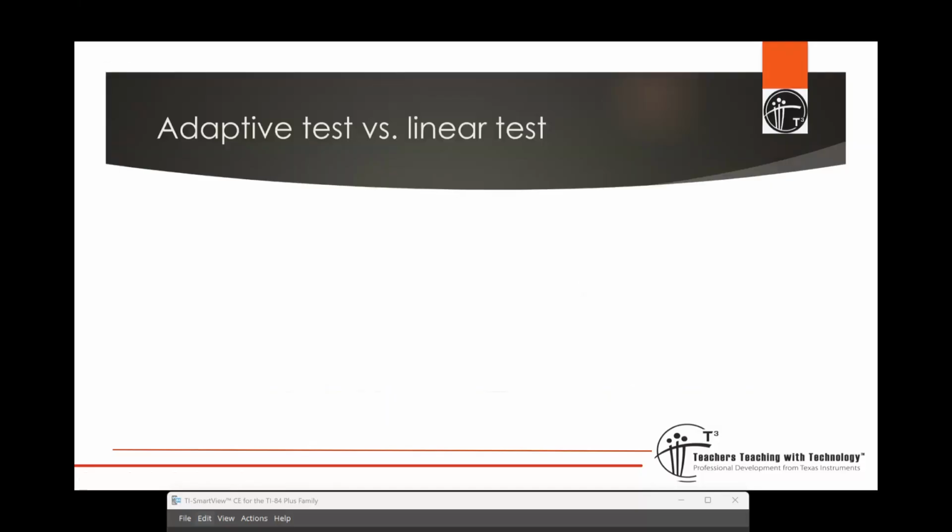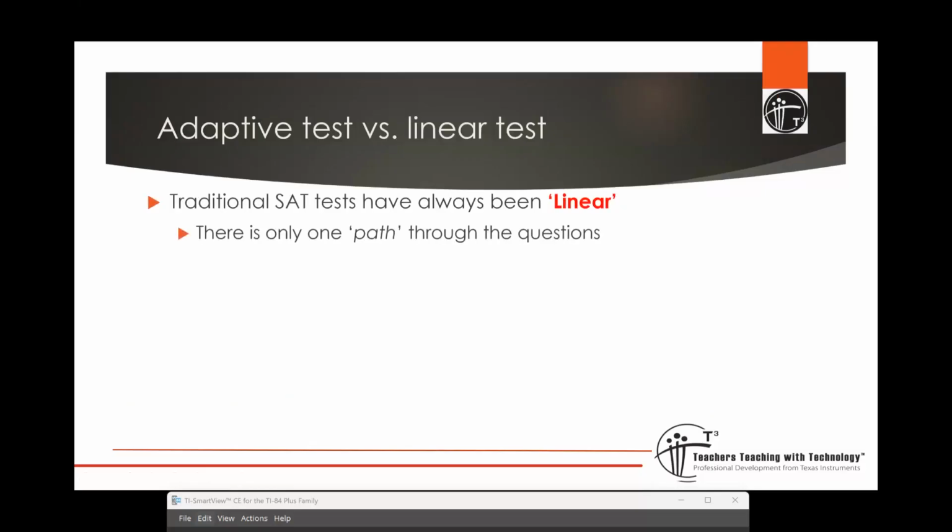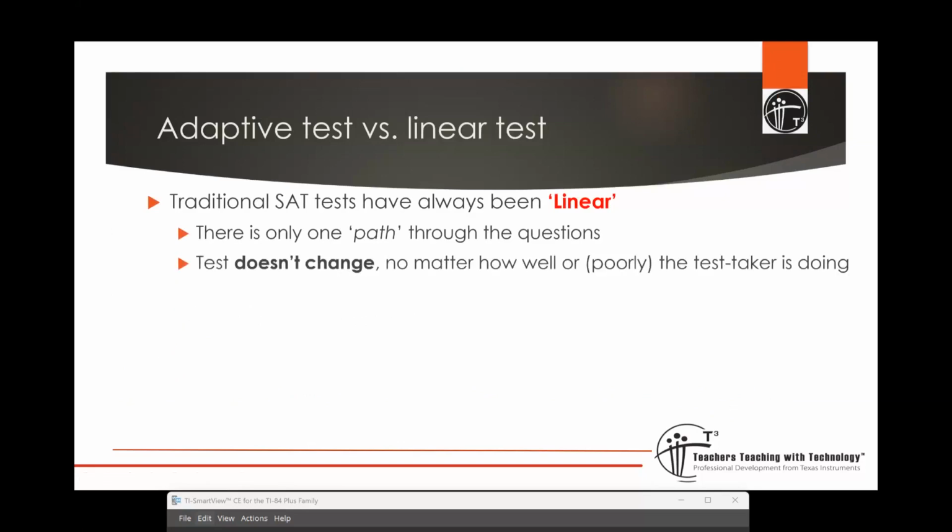Yeah, so like we talked earlier, adaptive test versus a linear test. The old one was like everyone takes the same test, questions 1 to the end, you go through. What they're doing now is they're changing it. There's not just one path through the questions anymore. There's a couple different paths. And again, the old test wouldn't change. No matter how well the kid's doing or how poorly they're doing, the test is the same for them. But the adaptive, it's a bit different.